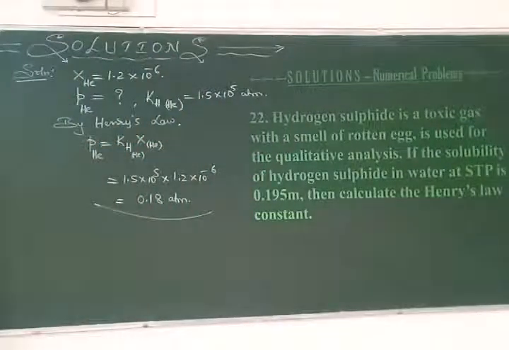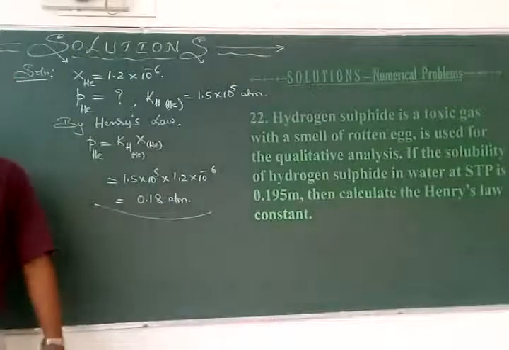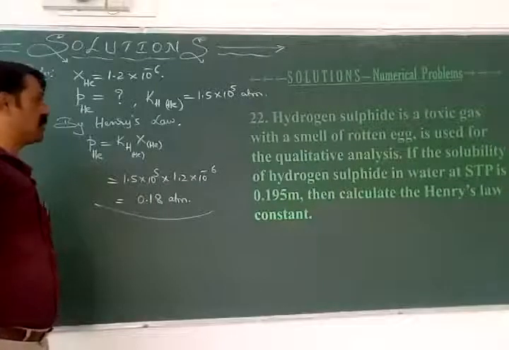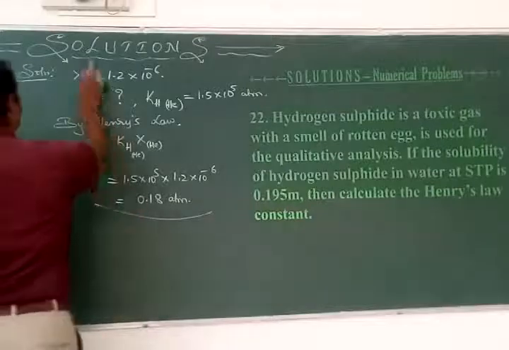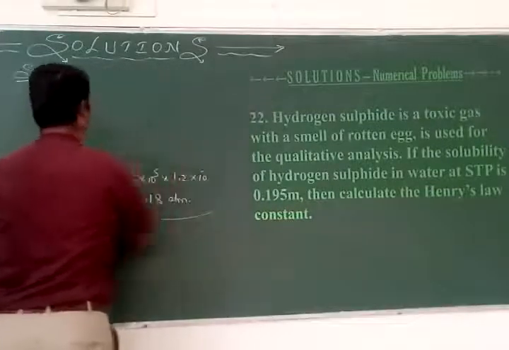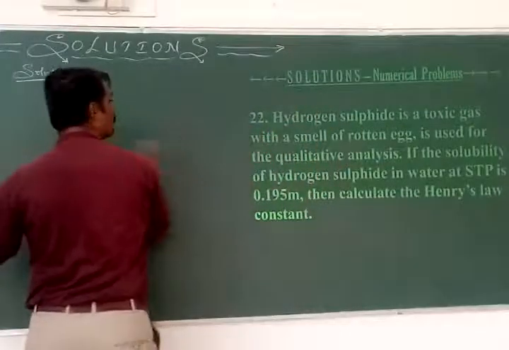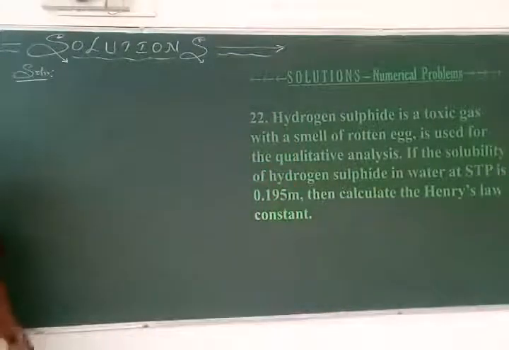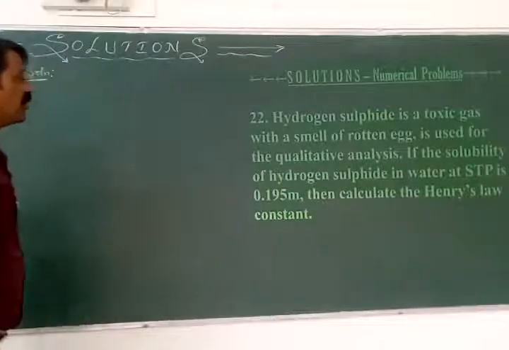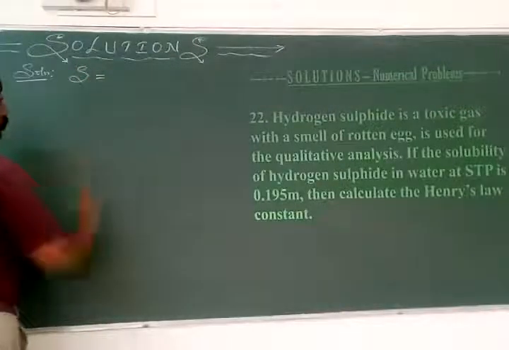Hydrogen sulfide is a toxic gas, which has a rotten egg smell, and is used for qualitative analysis. If the solubility of hydrogen sulfide in water at STP is found to be 0.195 molal, then calculate the Henry's law constant. So here the gas is hydrogen sulfide, dissolved in a solvent like water at STP. Then calculate the Henry's law constant here.